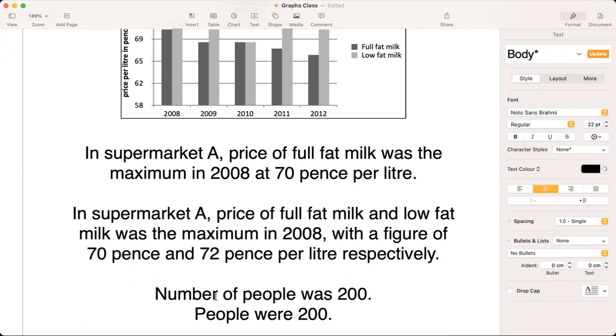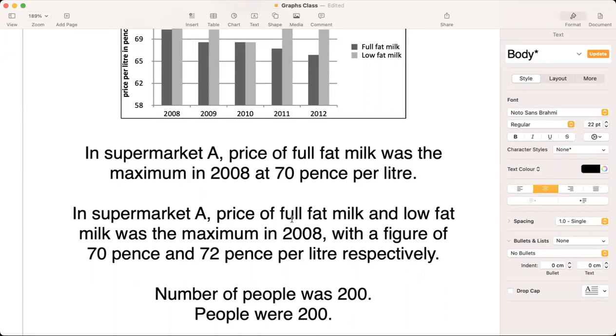Number is singular. So number के साथ क्या लगेगा? Was. यहाँ पे it's were because were लग रहा है people के साथ. People is plural. Plural के साथ were लगता है. Singular के साथ was लगता है. यहाँ पे जो was लगा है वो number के साथ लगा है. यहाँ पे जो were लगा है वो people के लिए लगा है. See, number of people was 200. Number 200 का है. तो सब्जेक्ट देखना पड़ता है. We have to look at the subject. And subject अगर singular होगा तो was आएगा. Subject अगर plural होगा तो were आएगा.